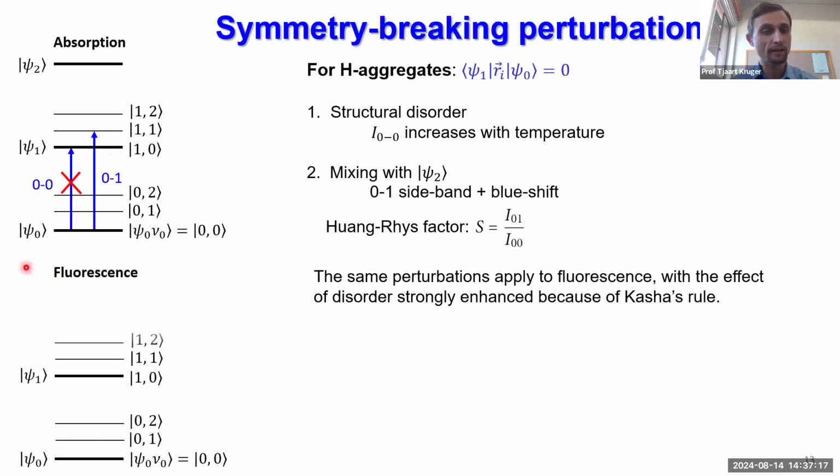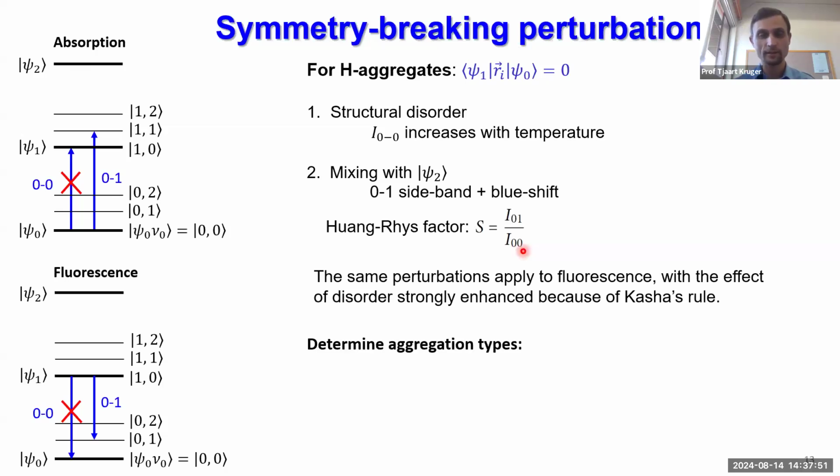Okay, so if we consider the electronic energy level for fluorescence and consider the transitions, again, due to the same symmetry considerations, the 0-0 transition is forbidden, but the 0-1 transition is going to be allowed, also due to coupling with higher electronic states. Okay, it's also of note that the structural disorder affects mostly the 0-0 transition and not the 0-1 transition. So this Wang-Rice factor is then also a good measure for the structural disorder in the system.